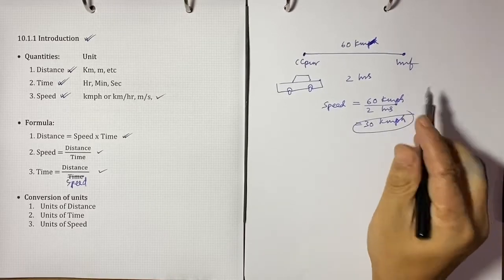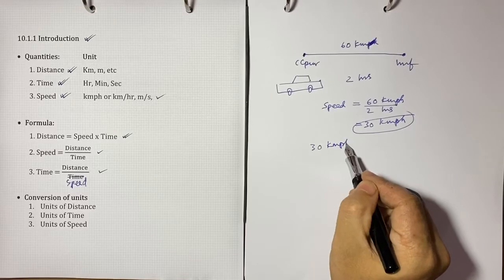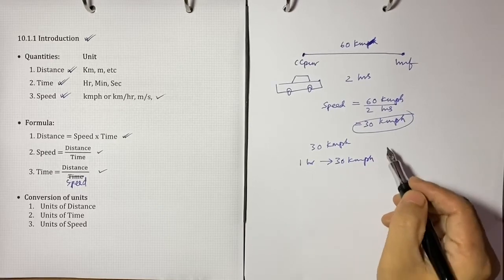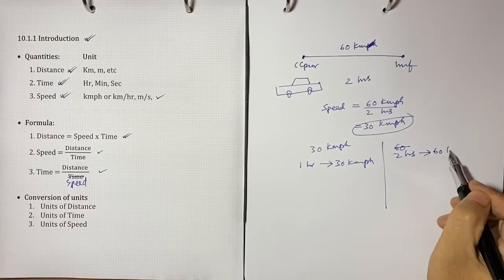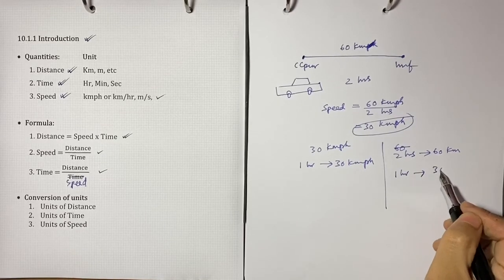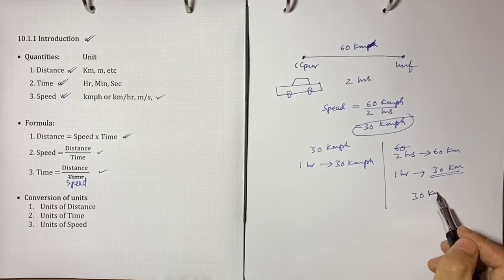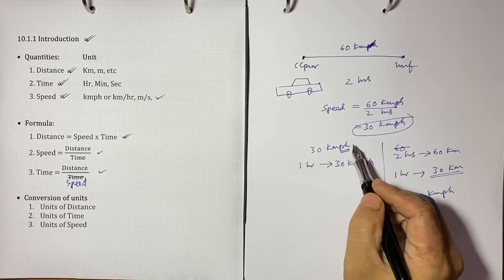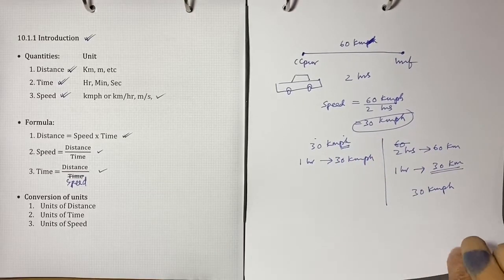What is the meaning of 30 km per hour? In 1 hour, it covers 30 km. In 2 hours you cover 60 km, so in 1 hour, by the unitary method, it will cover 30 km, so the speed is 30 km per hour. This is just a revision.